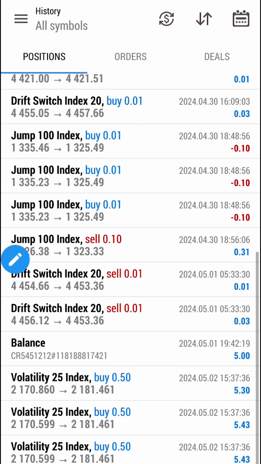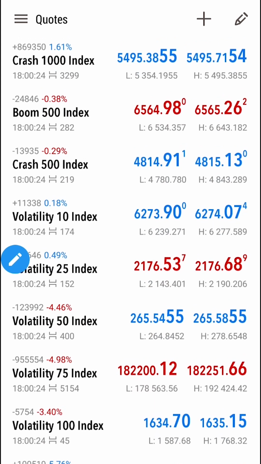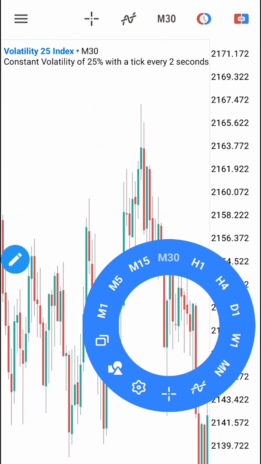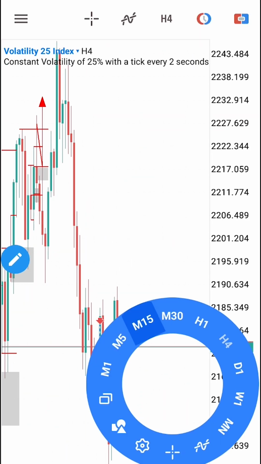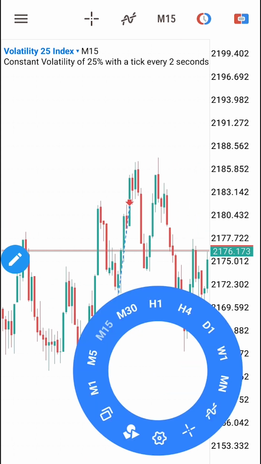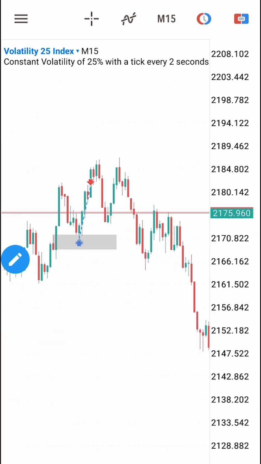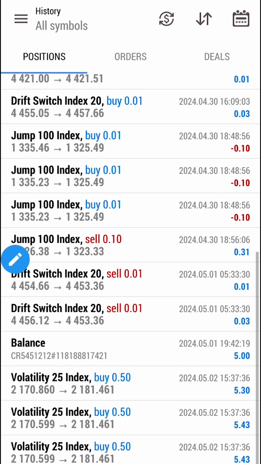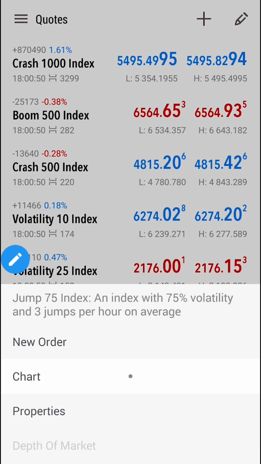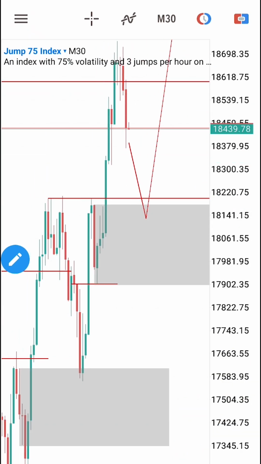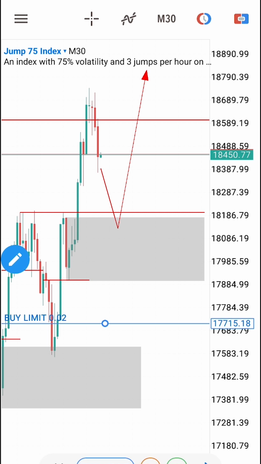There can be some times when it breaks structure and it did not make a huge one, it did not leave a mark or an imbalance. So the account, I think I grew the account from 10 USD to 30 with this small Volatility 25. It also made that same thing, but yeah, I didn't want to concentrate on it. So yeah, back to the Jump 75.